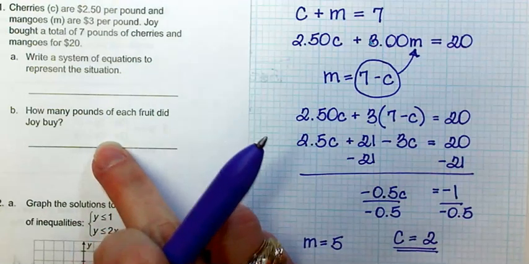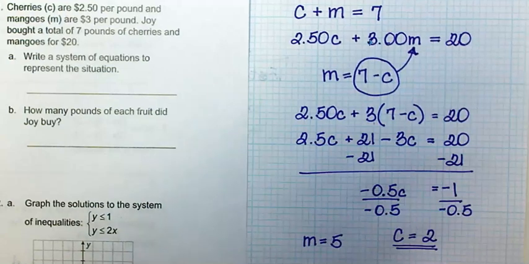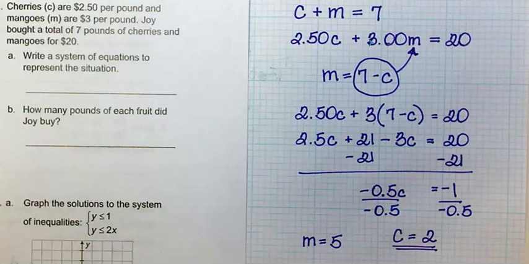Okay, so how many pounds of fruit did she buy? 5 pounds of mangoes, 2 pounds of cherries. All right, let's do number 12.